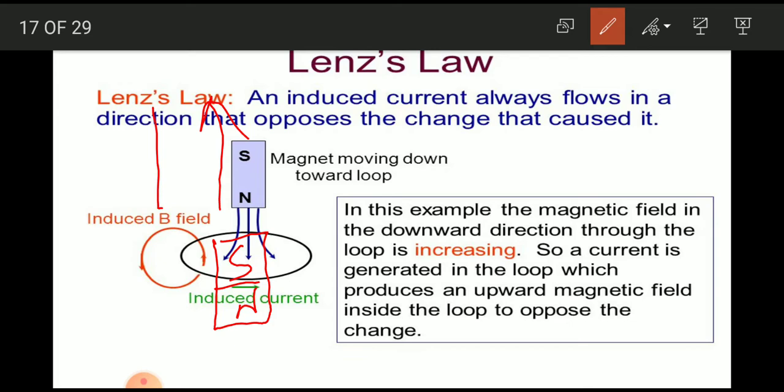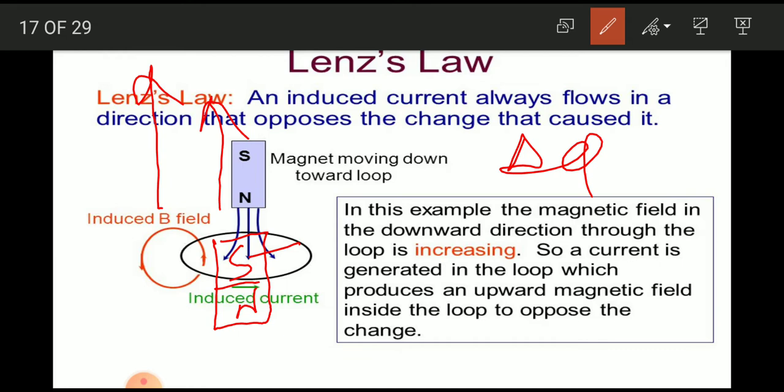Now the magnet is moving away, so the change of flux is due to the movement of the magnet away from the coil. So now the magnet will be attracted, to oppose the movement again. It will oppose this movement, which is moving away.